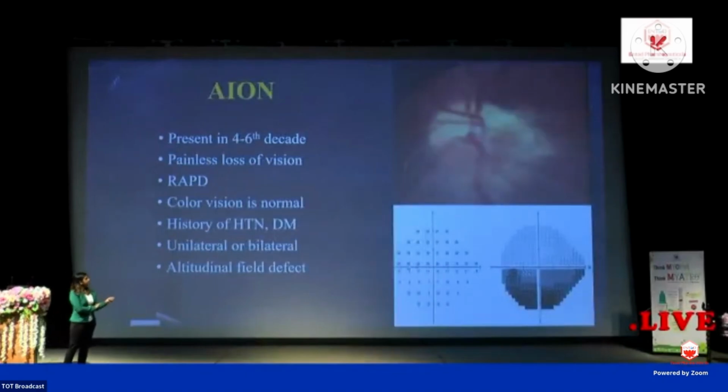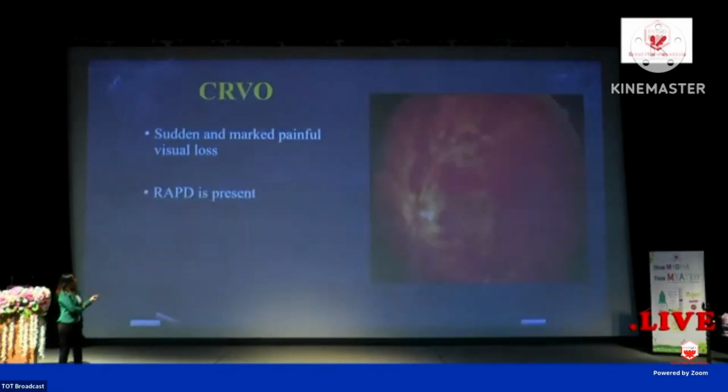AION has an altitudinal field defect. These patients have a history of diabetes and hypertension. That is why, in the past history, we must ask about diabetes and hypertension. CRVO is an important DD, and these have sudden and marked painful loss of vision. RAPD is usually present.